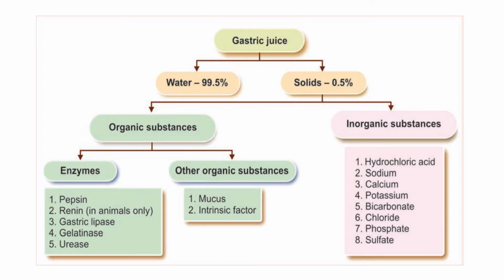Here is a diagram that shows the composition of the gastric juice. The gastric juice, as I have already told in the previous slide, is made up of 99.5% of water and 0.5% of solids.